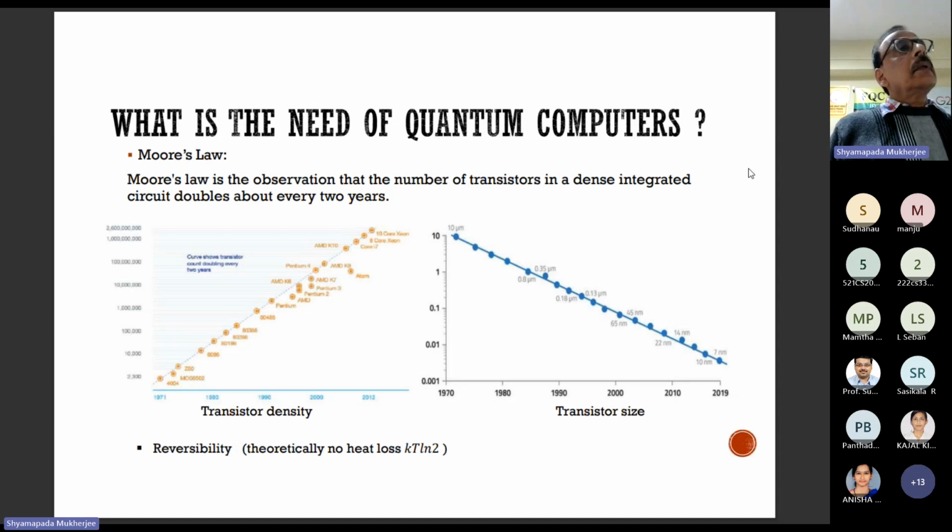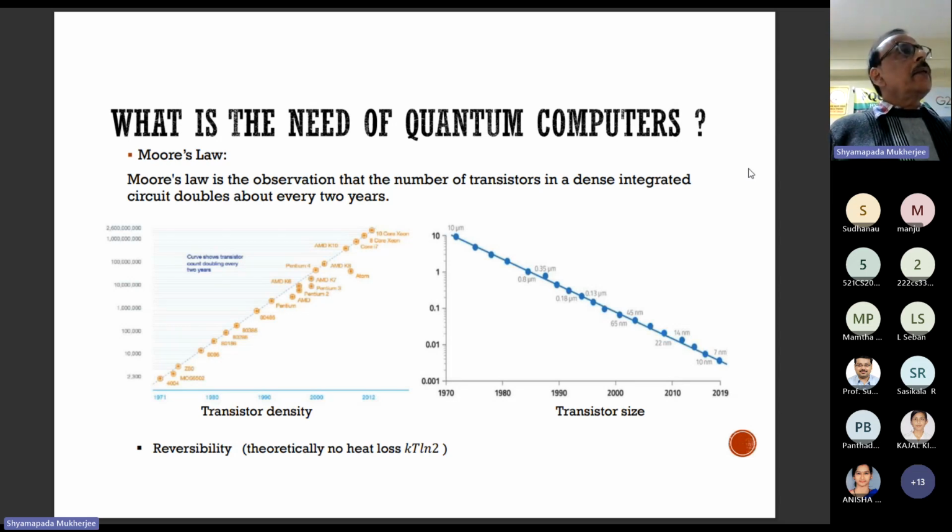When the first classical computers were constructed, they worked at 10 to the power 3 flops, floating point operations per second. But now it has come to 10 to the power 18 flops per second through the help of the transistor. Initially it was the vacuum tube, then the silicon chip transistor, then integrated chips. Why was all this done? Because we want to increase the computing power of the computer, or decrease the processing time.